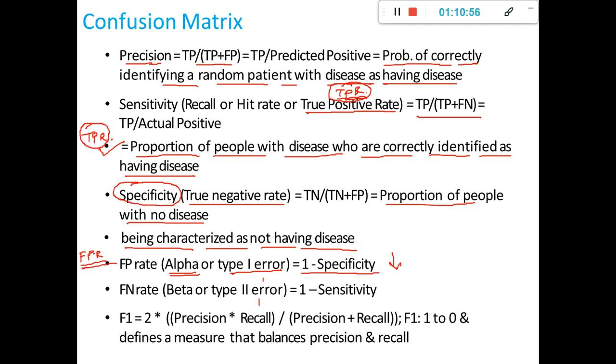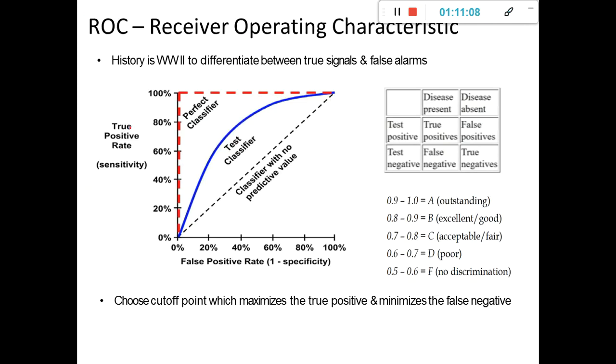So these are the two important parameters when it comes to logistic regression. Of course, all other things are important too, but these are very important to decide or to choose the cutoff point. And this cutoff point I can get from the ROC curve. ROC is nothing but receiver operating characteristic.